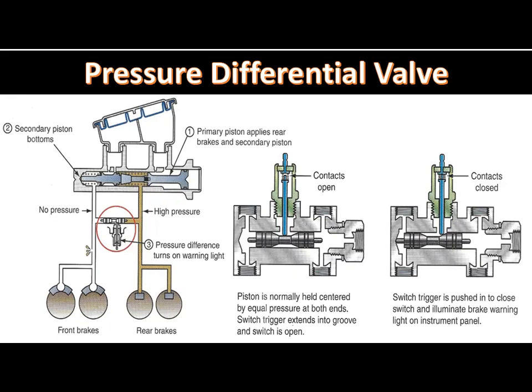The switch contacts the ground and the brake warning light is illuminated to warn the driver that a brake problem exists. Some brake systems have the pressure differential valve combined with the metering and proportioning valves in a combination valve assembly. Pressure differential, metering, and proportioning valves are non-serviceable components.